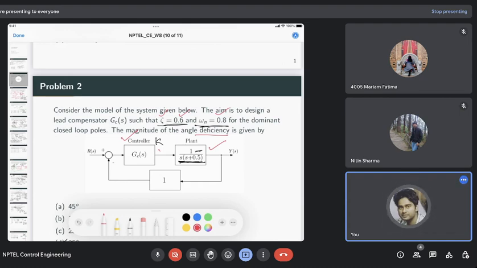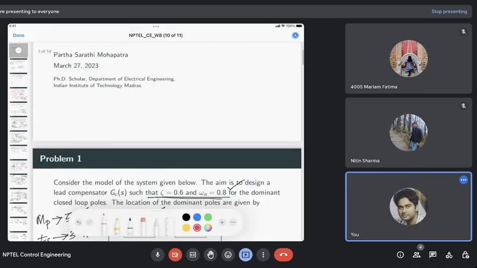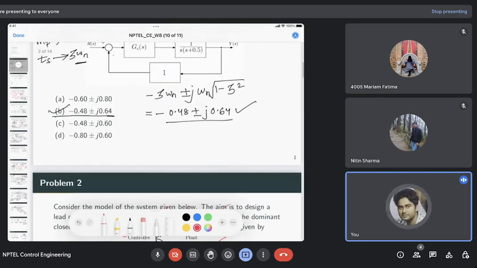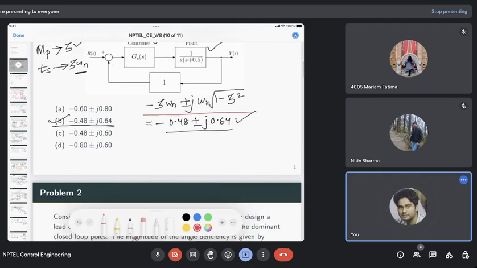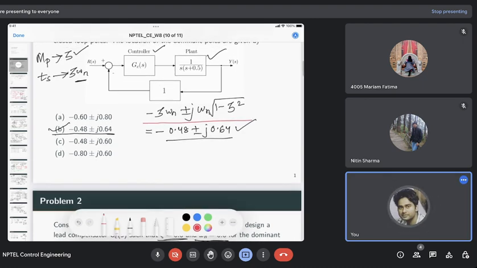So once these two transient specifications are given, you can easily find the damping factor as well as the natural frequency omega n. Once these two are obtained, you know the location of the dominant closed loop poles, right? These are the locations for the second order system. So you assume that you have a dominant second order system, then these are the locations of the poles to achieve the desired transient specification.